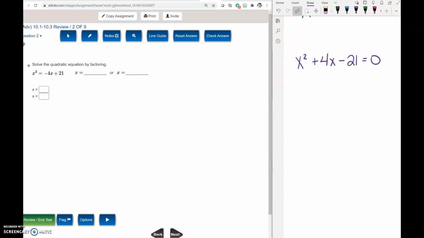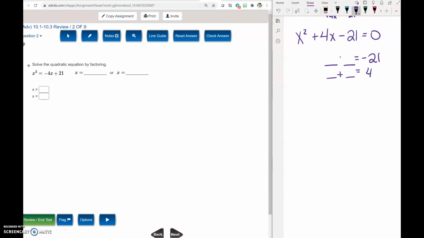So if you need to see that a little bit more in depth, we had x squared equals negative 4x plus 21. I added 4x on both sides. That's how I got the positive 4x. I subtracted 21 on both sides. That's how I got the negative 21. Now we are looking for two numbers that multiply to give us negative 21, and they need to add up to 4.